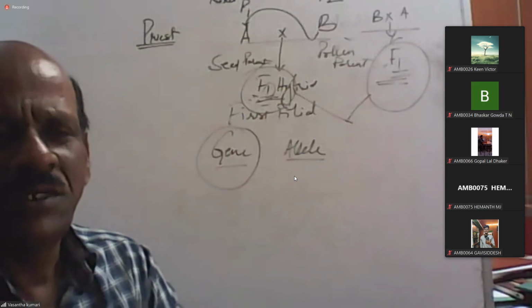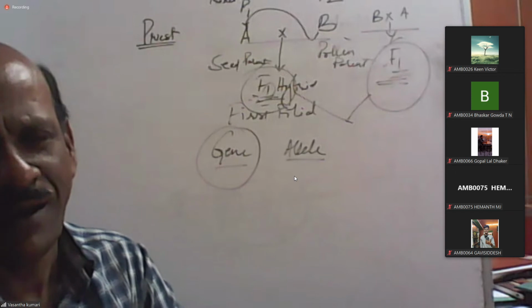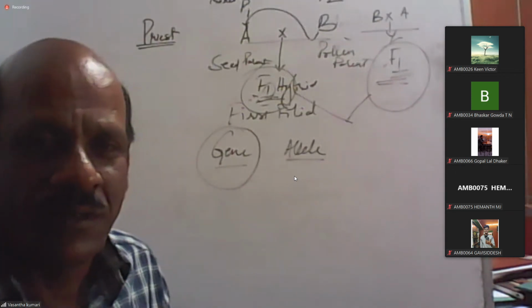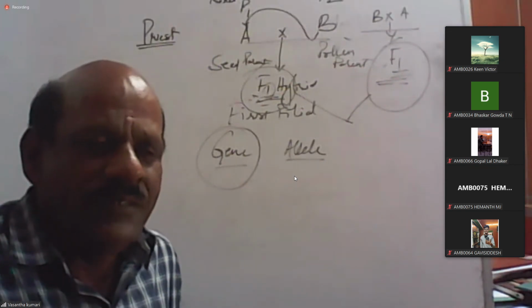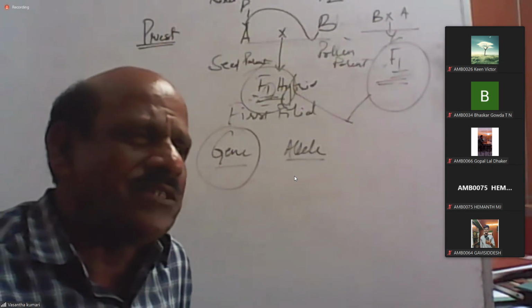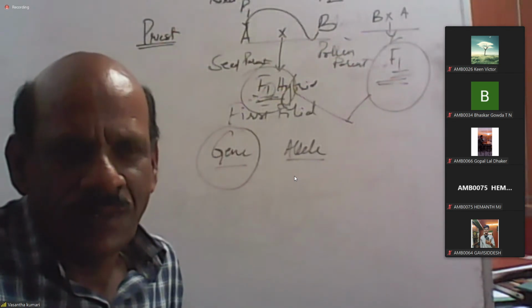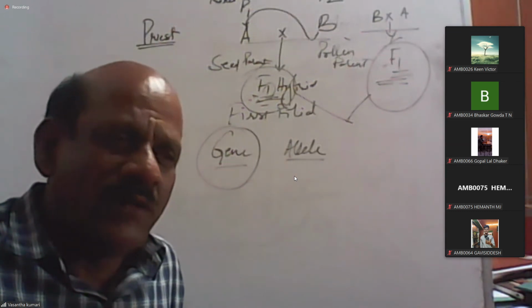So, a gene is nothing but a segment of DNA. That DNA will undergo transcription, then translation. Clear? In some cases, product of transcription itself is the end product. What is the end product of transcription? You will get different kinds of RNAs.